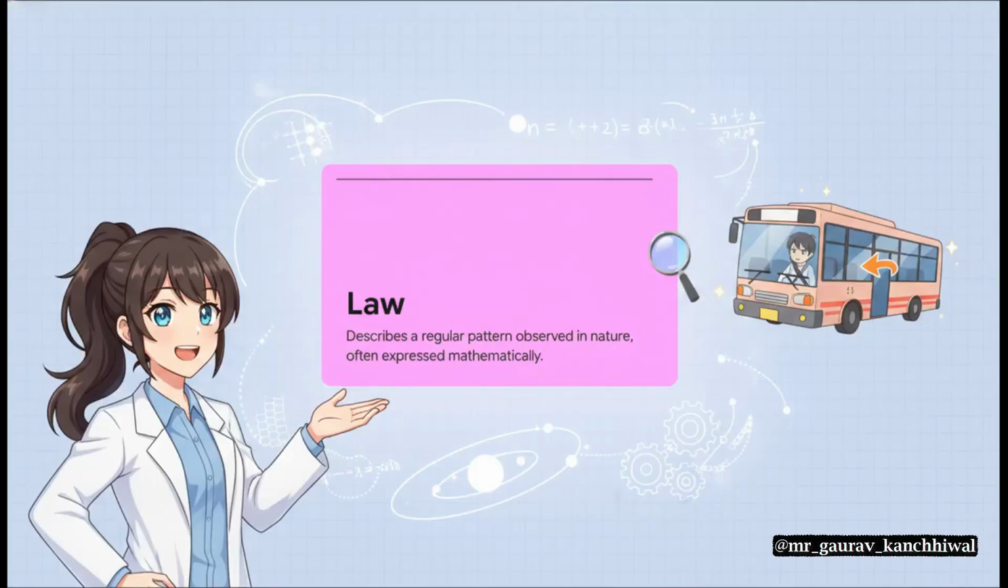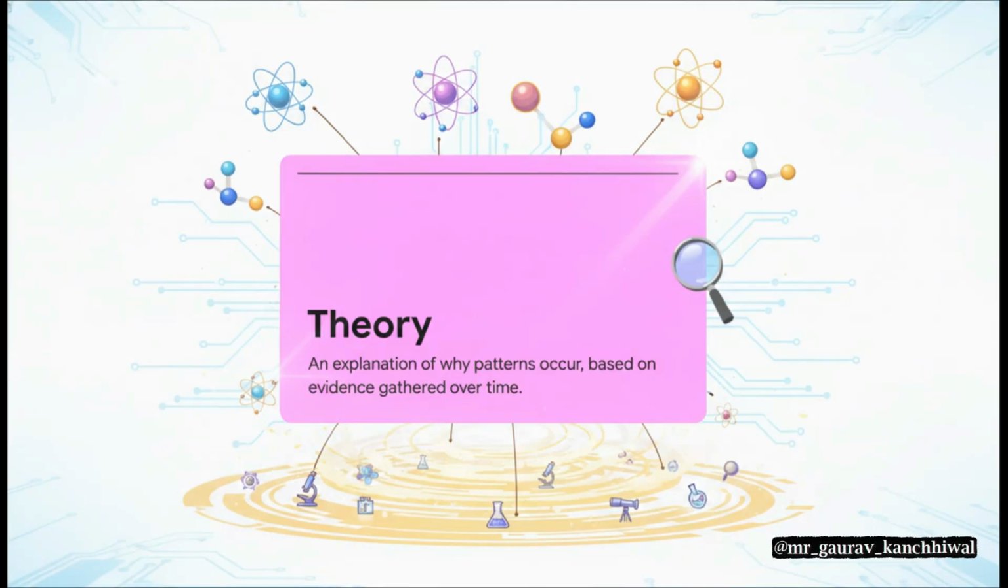Okay, so now that we have a standard language for measurement, how do scientists actually organize their understanding of the world? As observations are tested over time, we use very specific vocabulary. First up is a law. A scientific law simply describes a regular pattern observed in nature, and it's often expressed mathematically. Think about Newton's laws of motion. They elegantly explain exactly why you feel that sudden physical jerk forward when the bus you're riding in slams on the brakes.